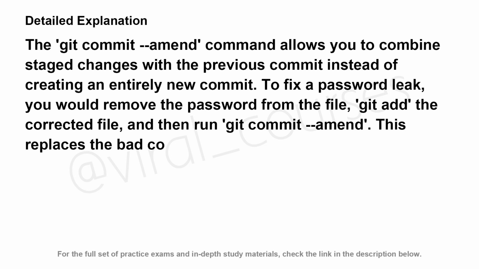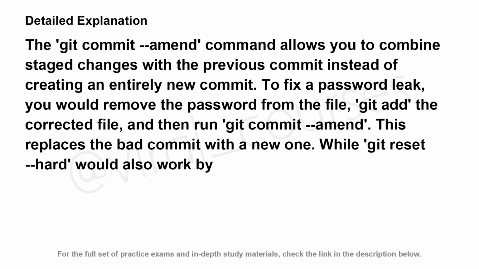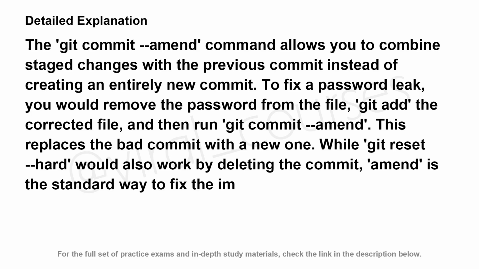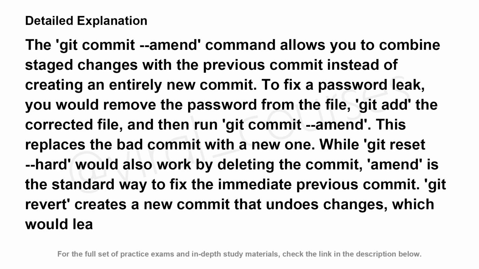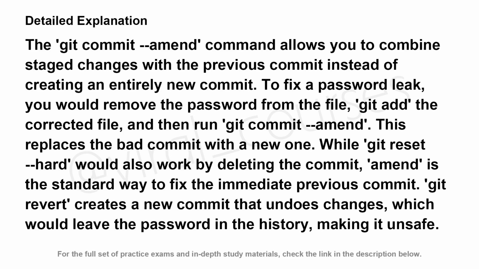This replaces the bad commit with a new one, while git reset --hard would also work by deleting the commit. Amend is the standard way to fix the immediate previous commit. Git revert creates a new commit that undoes changes, which would leave the password in the history, making it unsafe.